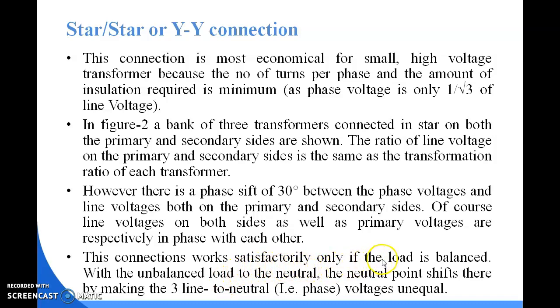So, this connection works satisfactorily only if the load is balanced. With an unbalanced load, the neutral point shifts, thereby making the 3 line-to-neutral, that is phase, voltages unequal. So this star-star connection is suitable only if the load is balanced. Otherwise, we will go for using a neutral line.